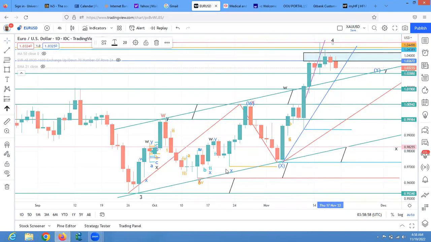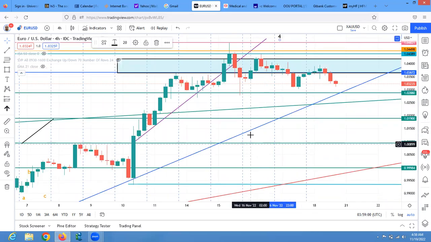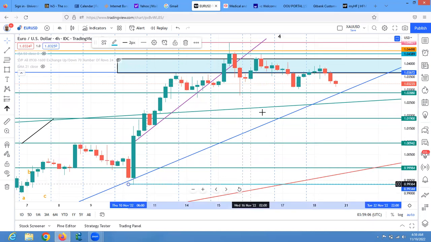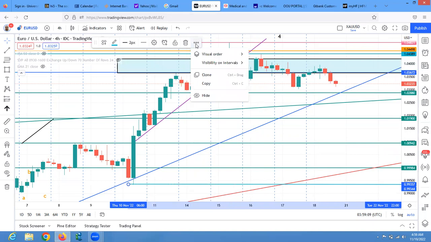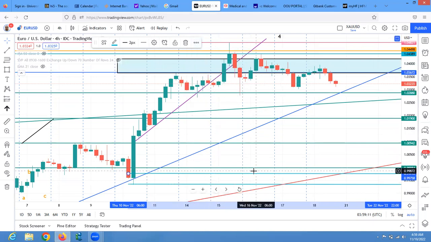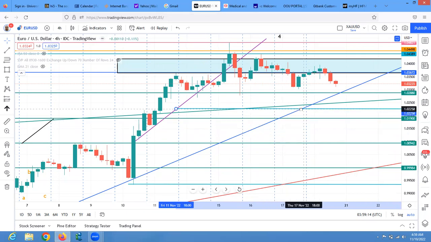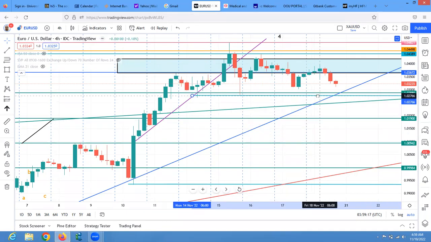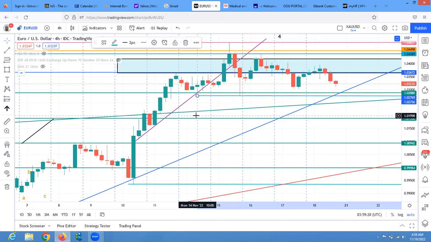If I go to the 4-hour, what price did so far was to come to this level. That is the level of the first correction. So if you are counting correction and you want to know how to exit, that's the first place that price had come to, the level of correction. I can take this one out.